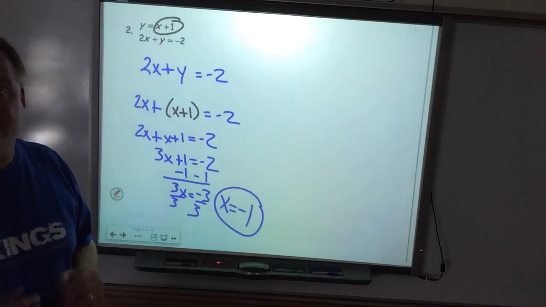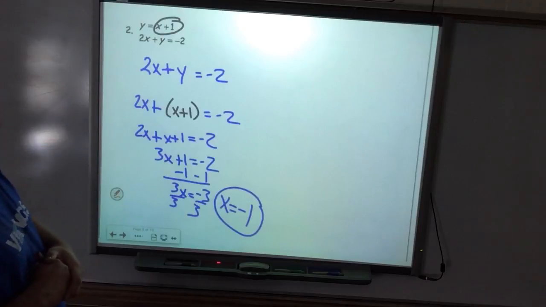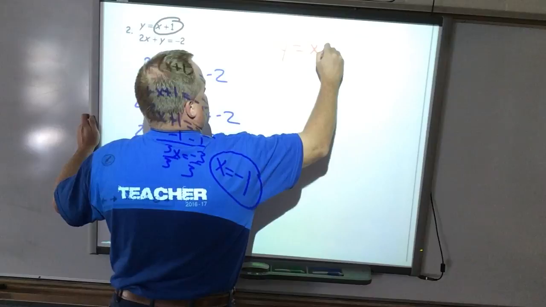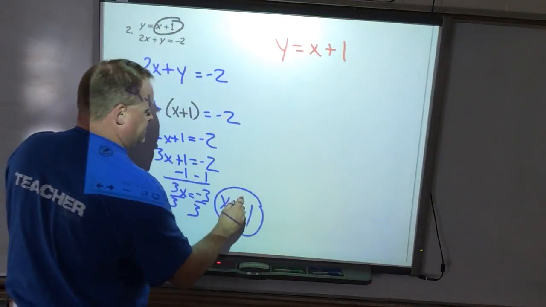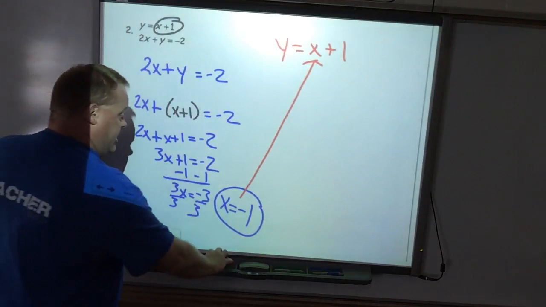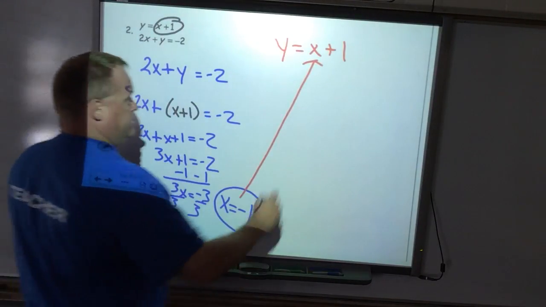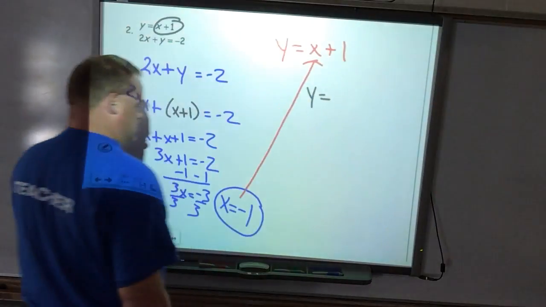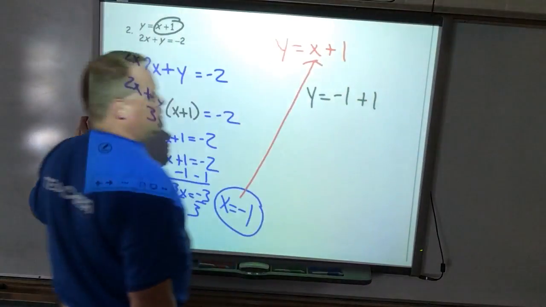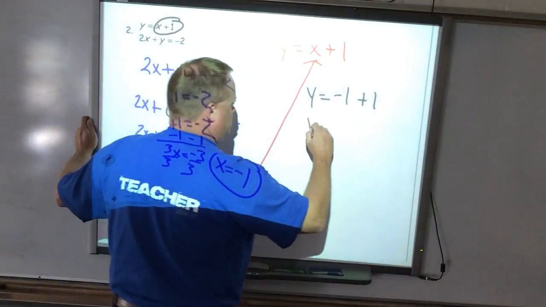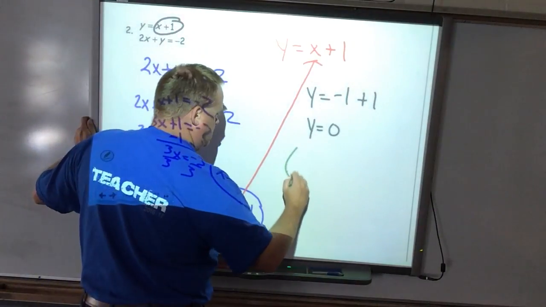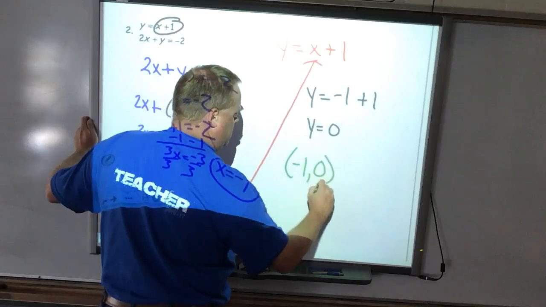Well, there is one easier than the others, and that's the top one, y equals x plus 1. If I simply take this negative 1 and slide it into that x, I've got a nice easy equation. This becomes y equals negative 1 plus 1. Well, negative 1 plus 1 is 0. So it becomes y equals 0. So my solution is negative 1, 0.